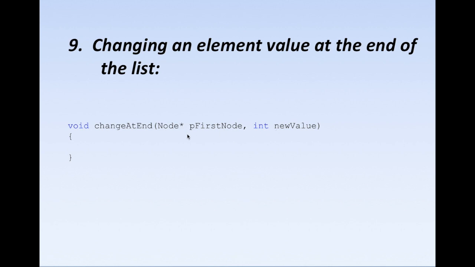Now what are we doing? Changing an element value at the end of the list. So this should be at the position p first node dot number, which is the last item in the list.